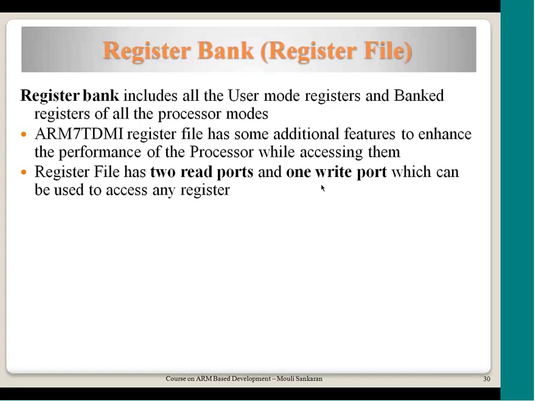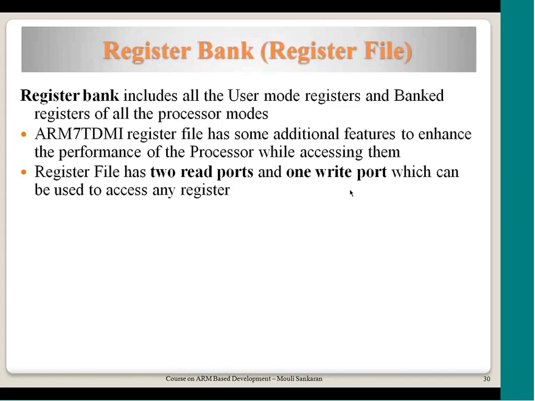Typically, if there is only 1 port available, a single read and write port, you can either write in 1 clock or read from the register in 1 clock. But if the whole register file is given 2 read ports and a write port, you can do 2 operations at the same time.